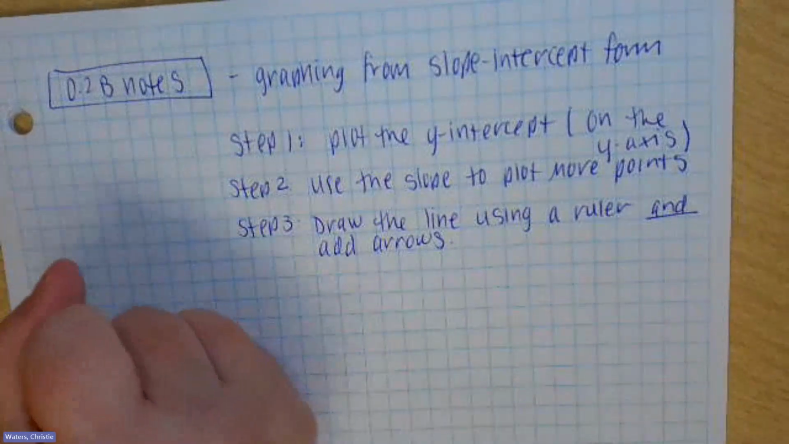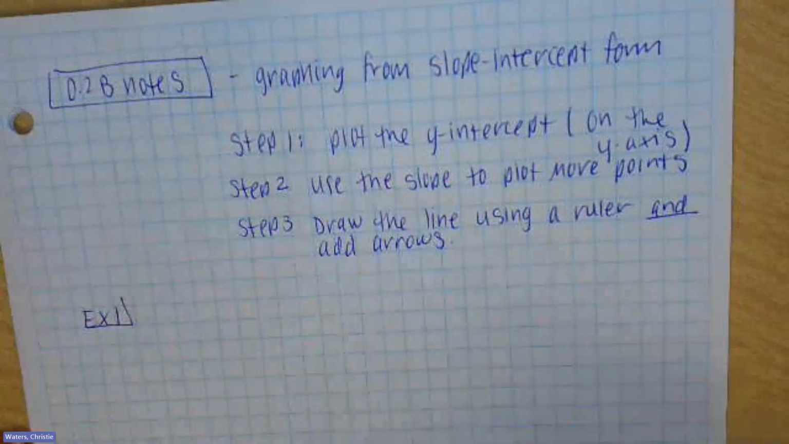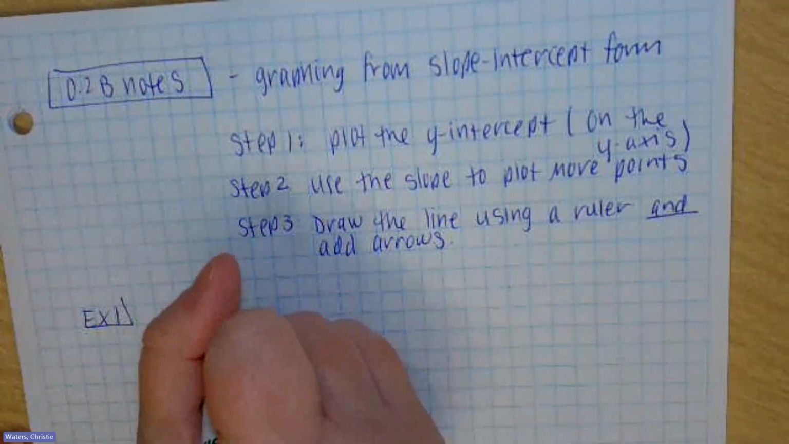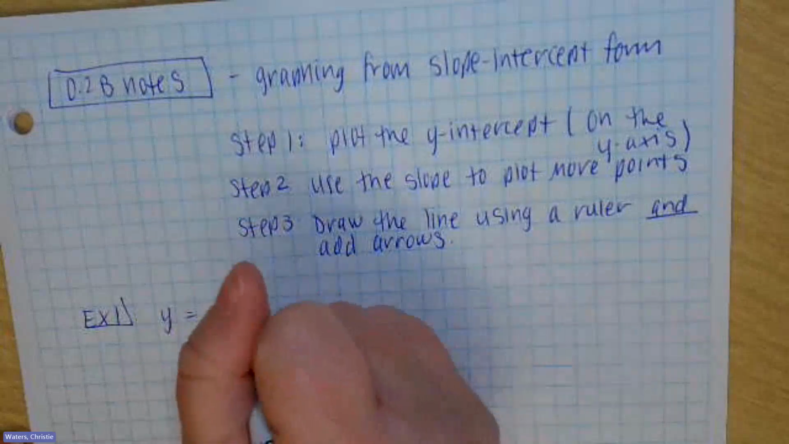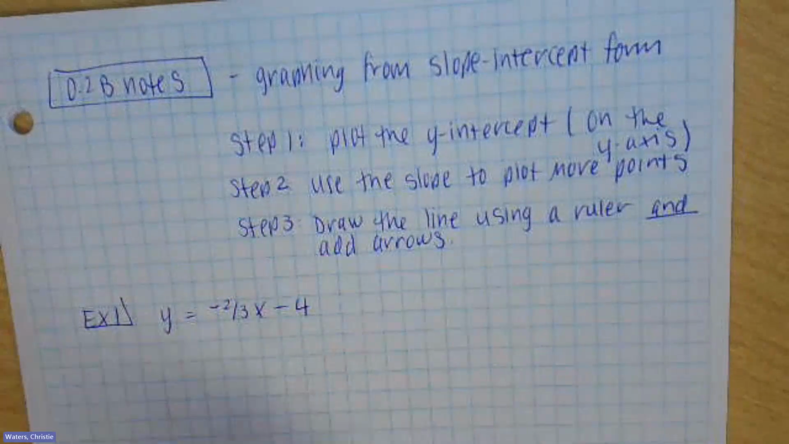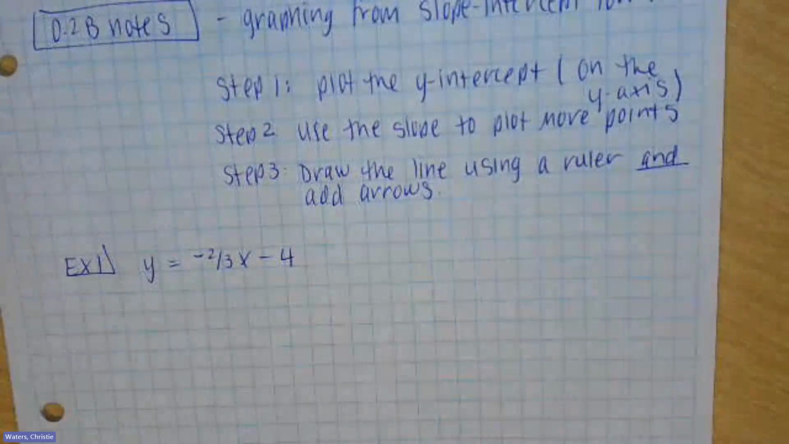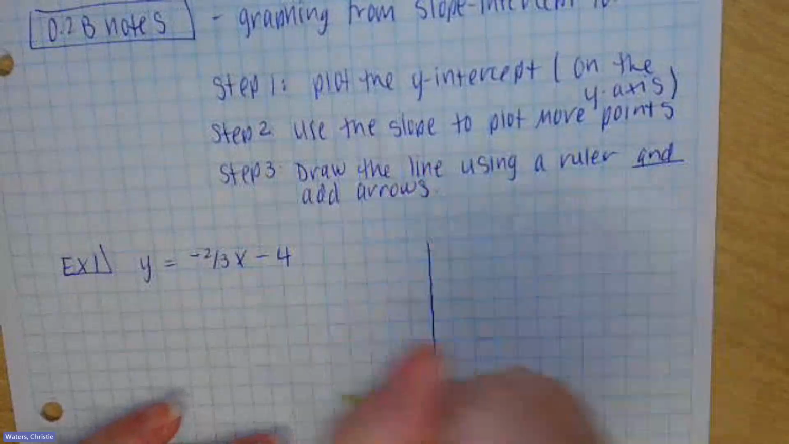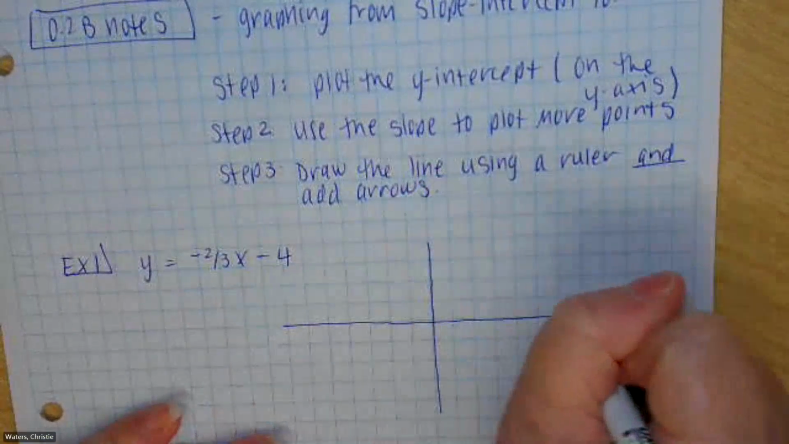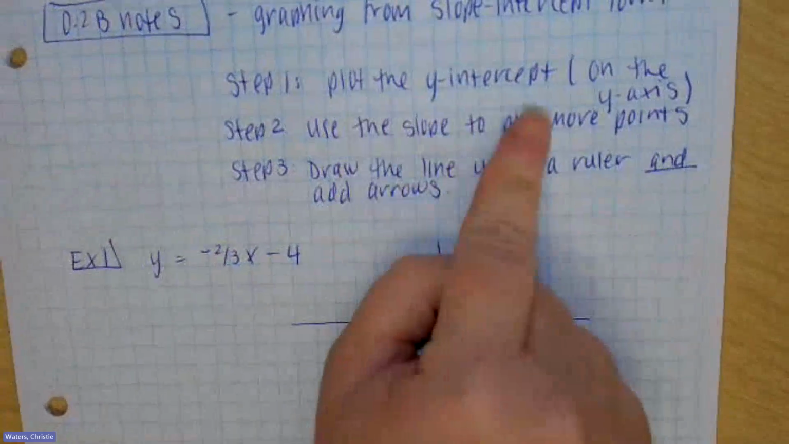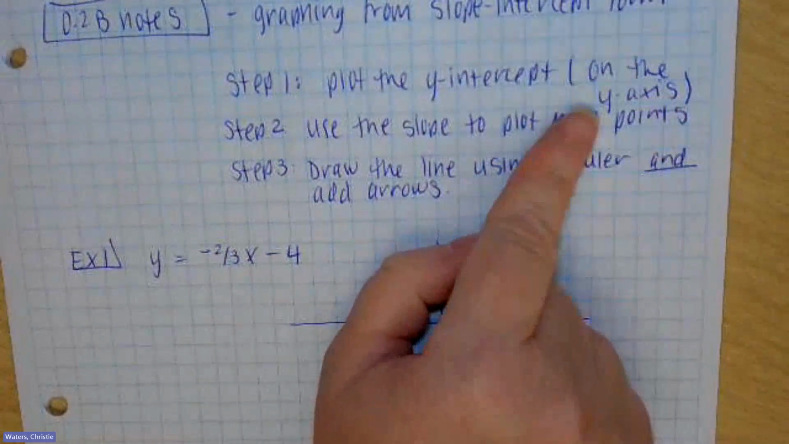So let's go ahead and jump into example 1 here. So again, I'm sure most of you are not using graph paper to do this, which is totally fine. Just do it as neatly as you can in your notebook. All right, so the equation that we're going to graph is y equals -2/3 x minus 4. And I'm going to start by just drawing an xy axis. Okay, so step 1, plot the y-intercept on the y-axis.